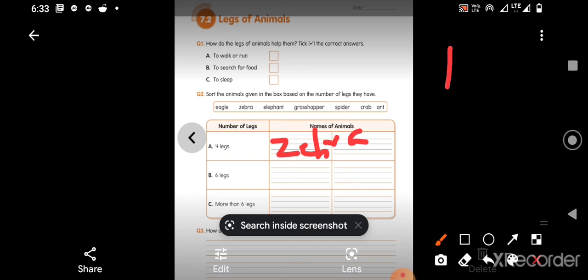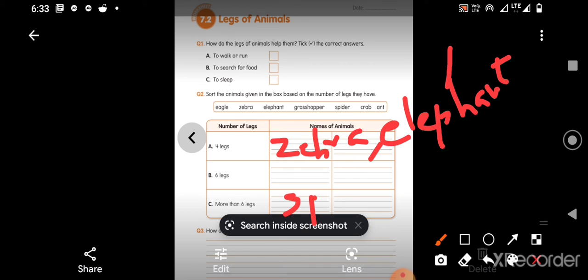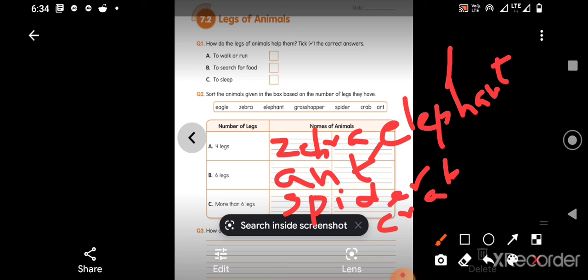And elephant also here only, no, children? 4 legs. Very good. Now spider, children, more than 6, so it should come here. Spider. Crab, how many legs? Again it is more than 6 legs. Ant, children, it is 6 legs. Now what about the eagle? Eagle has only 2 legs, so that is not there here, so you cannot write it anywhere.